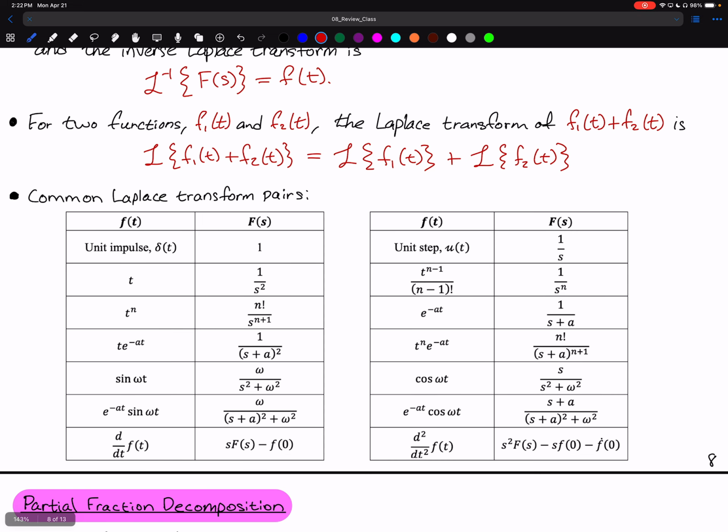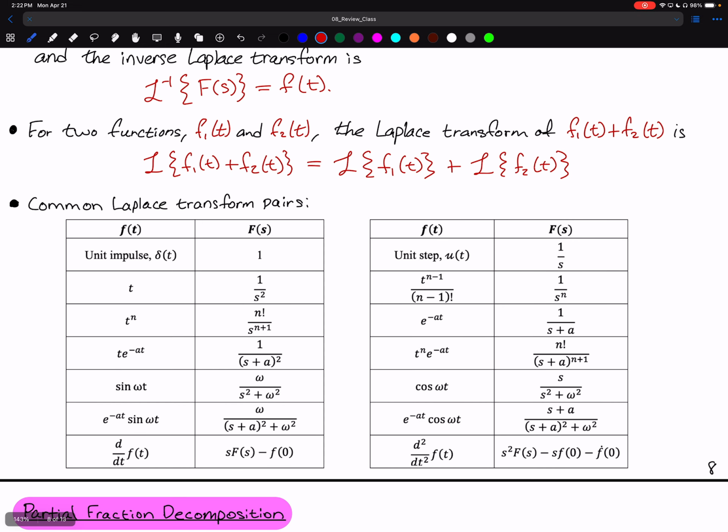All right, so here's a table of common Laplace transform pairs. This is the table that you were given on the midterm. This is the table you'll be given on the final if you need one. There are many, many, many more Laplace transforms out there in general. These are just the ones that we might see in an exam.